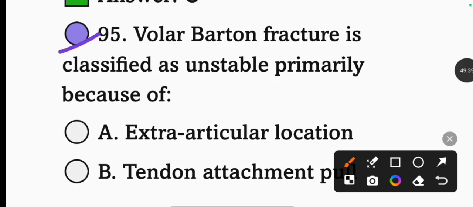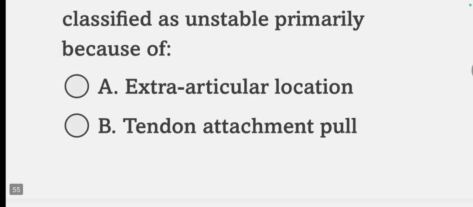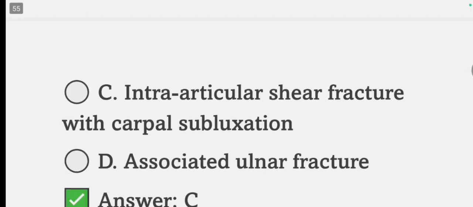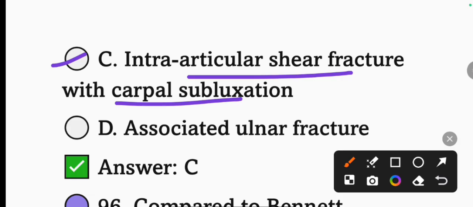Now come to question 95. Volar Barton fracture is classified as unstable primarily because of what? Barton fracture is an intra-articular fracture, and Smith and Colles fractures are extra-articular fractures. Volar Barton fracture is seen in the distal radius with carpal subluxation, so it is a part of intra-articular, not extra-articular. Given three options, the correct option is intra-articular shear fracture with carpal subluxation.